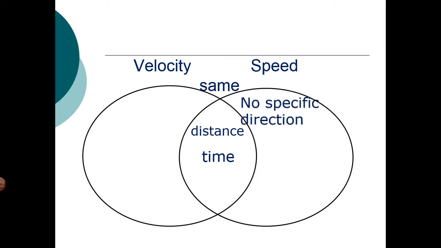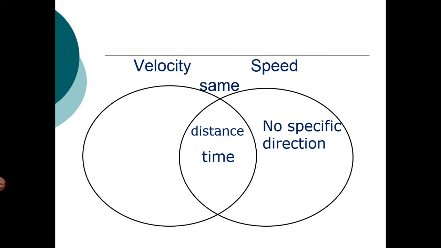However, they are different because speed does not require a specific direction, whereas velocity does. That means velocity is a vector. Any type of measurement that requires a direction with it is called a vector, and there are multiple types of vectors in the physics world.